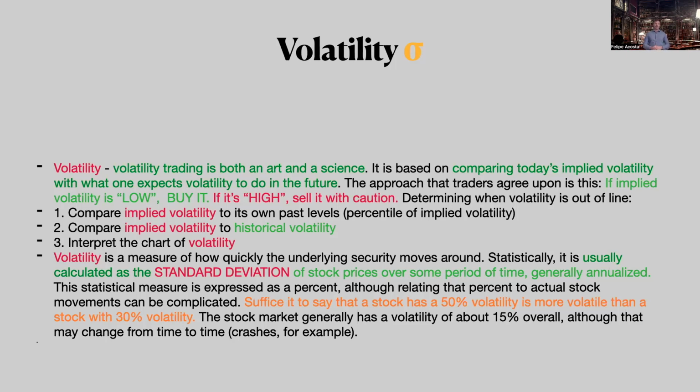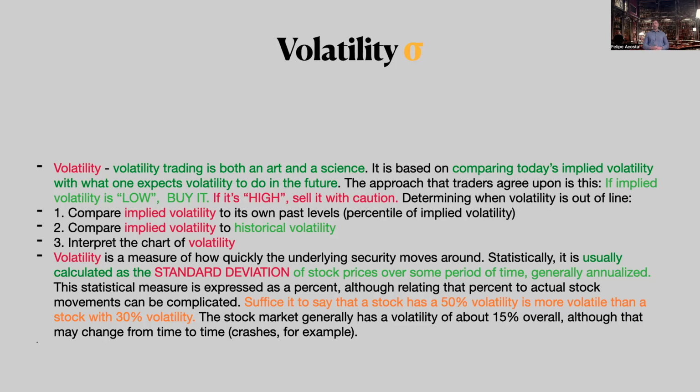Volatility trading is both an art and a science. It is based on comparing today's implied volatility with what one expects volatility to do in the future. The approach that traders agree upon is this: if implied volatility is low, buy it. If it is high, sell it with caution. Again, these are just rules of thumb, because implied volatility can remain low for very long, or it can remain high for very long.